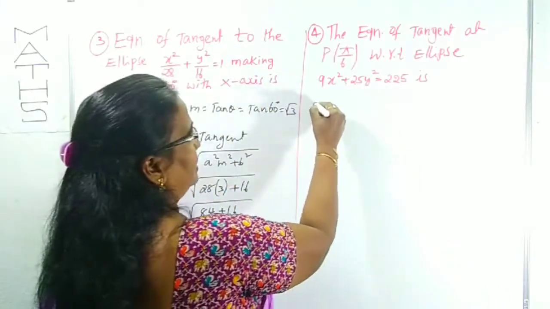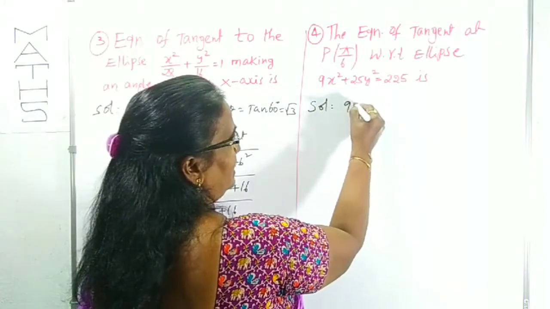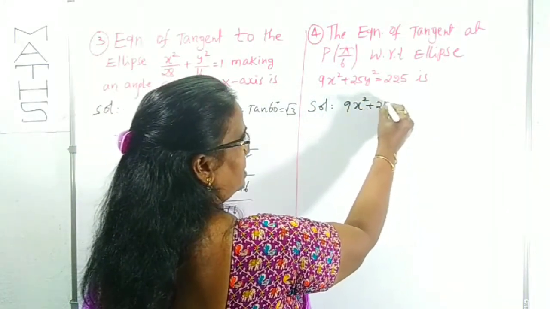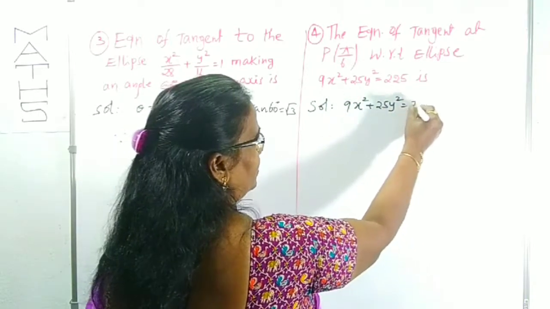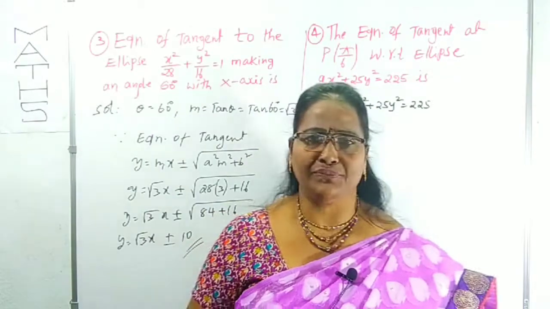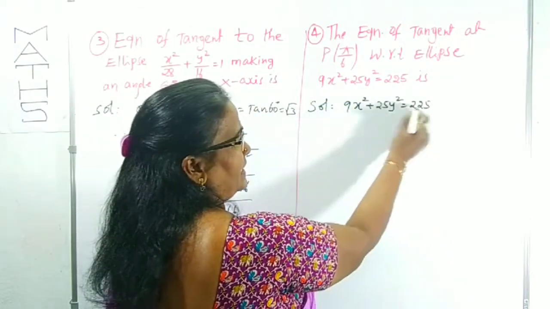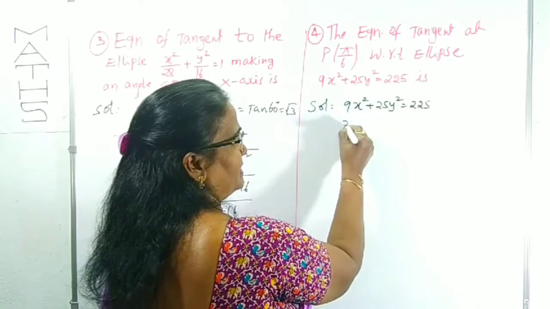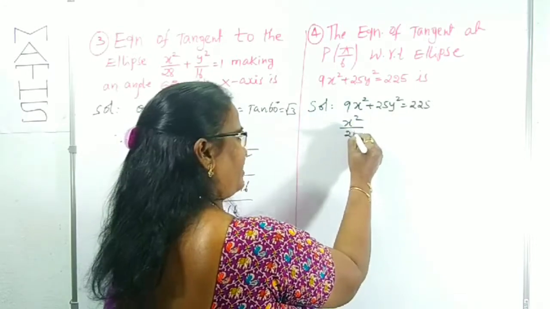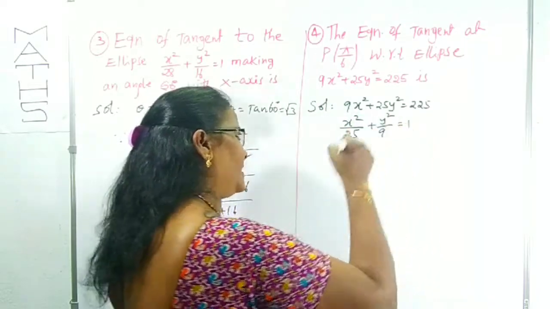Now first of all we can reduce the given ellipse. What is that ellipse? 9x square plus 25y square equals 225. We can reduce the constant to 1, further dividing by 225. Nine 25s are 225. That means x square by 25 plus y square by 9 equals 1 we can get. Clear?